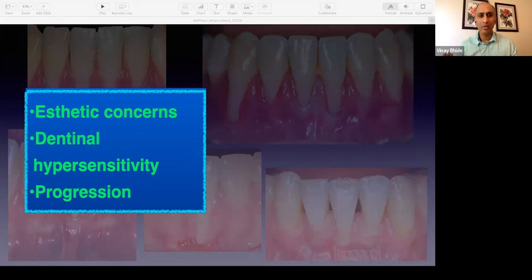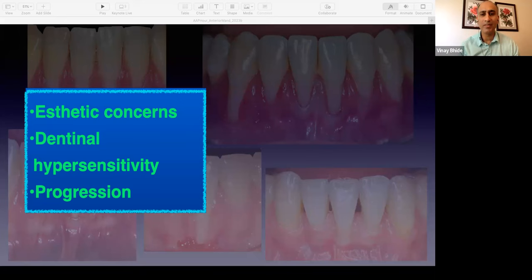A lot of times these recession defects are accompanied by hypersensitivity of the exposed root surface. And a lot of patients will also come in noticing progression. Maybe they didn't notice it before and they're only noticing it now. So to them, it's rapid progression. But in some cases, patients are like, I never saw this before, and now all of a sudden I have this recession that's developed over the last 4, 5, or 6 months.